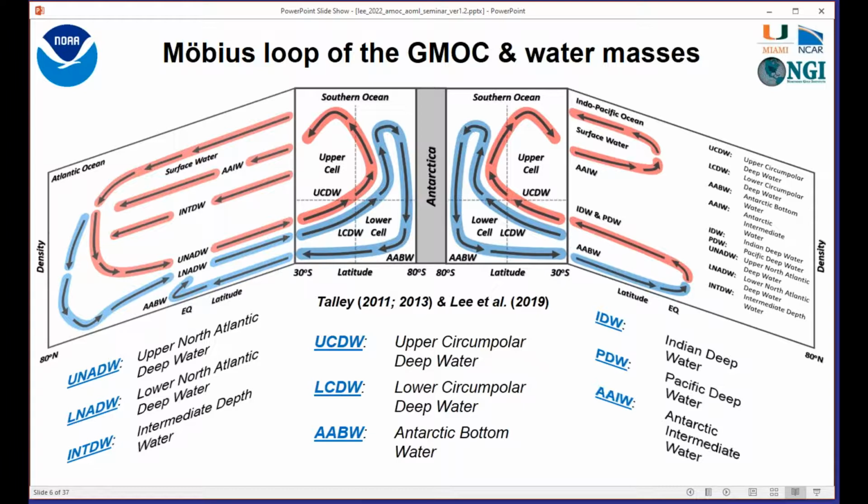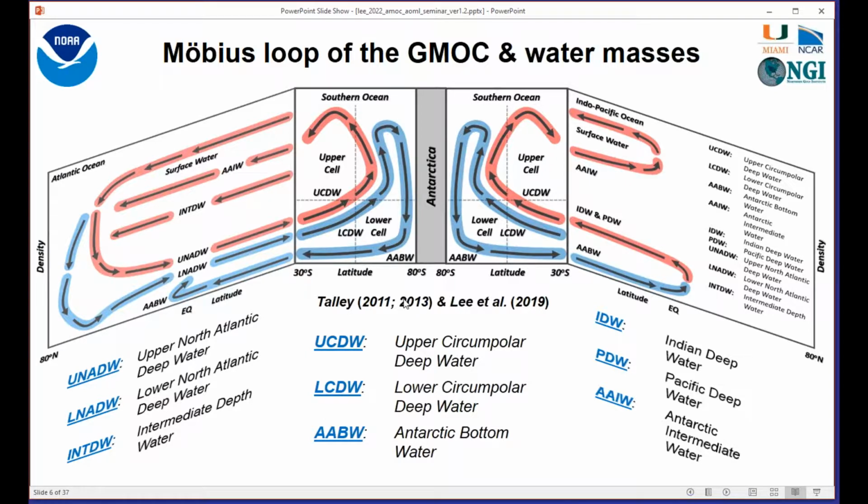Okay, so before I show you the results, I need to spend some time with this plot because I'm going to mention so many different water mass abbreviations, like UNADW, that's upper North Atlantic deep water, and there are so many abbreviations that I'm going to use. If you're already familiar with them, you already know. If you're not, don't worry about it. But let me just explain what they are.